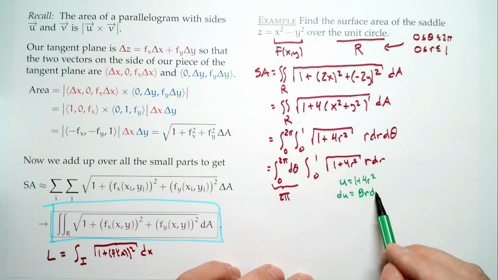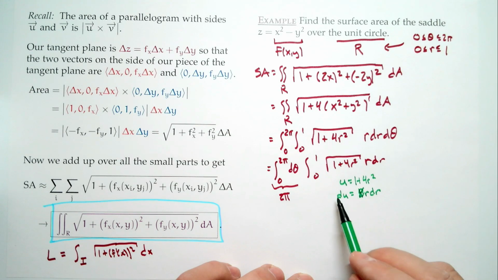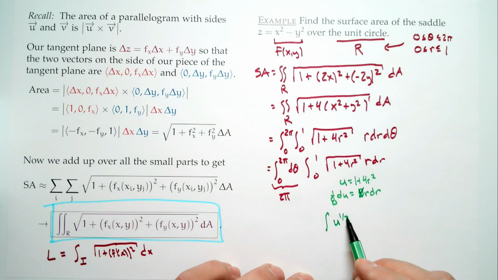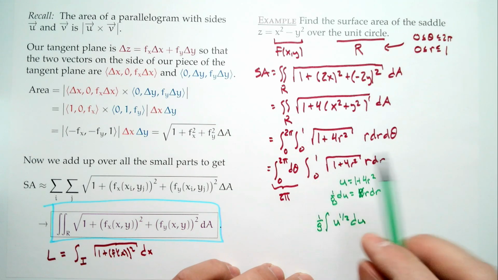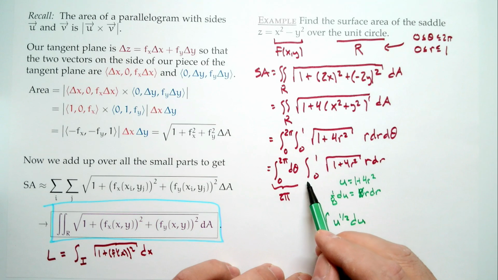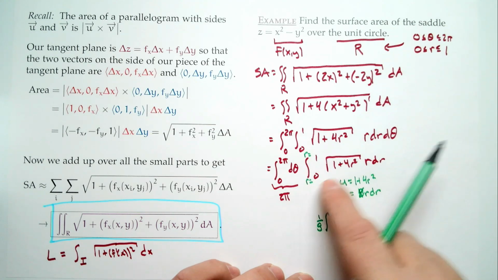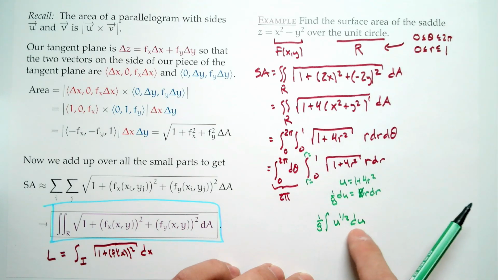8r dr. And we're just going to divide both sides by 8. So 1 8th times du is r dr. So this integral would become square root of u, which we write as u to the 1 half. R dr becomes 1 8th du. And the bounds, well, the old bounds were 0 to 1, but these are r bounds. So even though we don't write it down, we know that these are associated with r, because it's associated with the dr. Our new bounds are going to be u bounds.